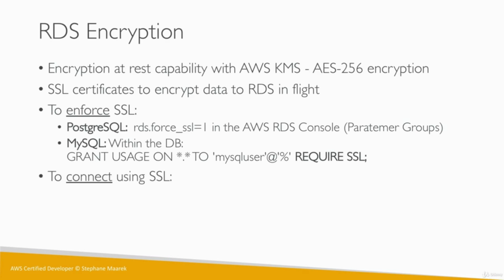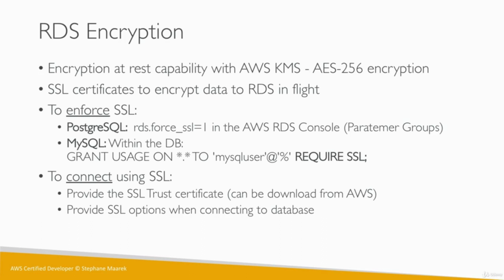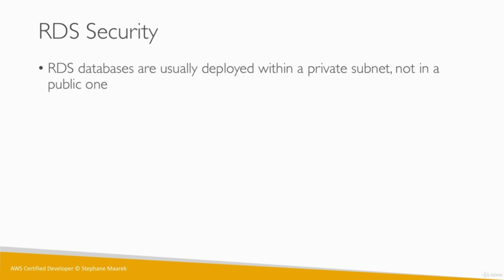Now, if you want to connect using SSL, how do you do it? Well, you provide the SSL trust certificate that you can download from the AWS website. And then you provide the SSL option when you connect to your database. And that's about it. It's quite simple. But you need to know the difference between enforcing SSL and connecting using SSL, okay? Connecting using SSL doesn't mean that SSL is necessarily enforced. So knowing how to enforce SSL is something you should make note of. Now for security, RDS databases are usually deployed within a private subnet so that you don't expose them publicly.